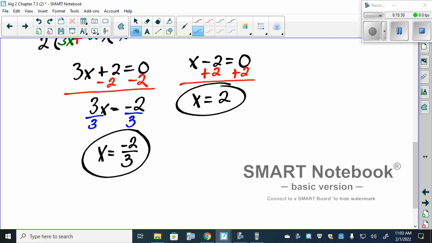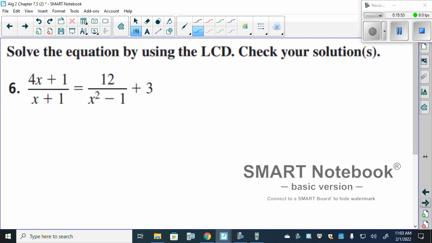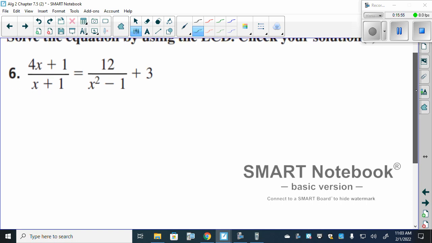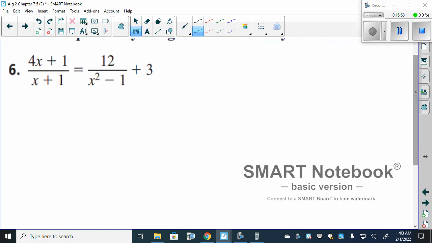Now, is either one of those our restrictions? Well, no, we said the restrictions were negative 1 and 2 and negative 2/3. Neither one of those are our restrictions, so those are our two solutions for this here. Any questions on this here? We good with this here? All right. Let's look at the next one.